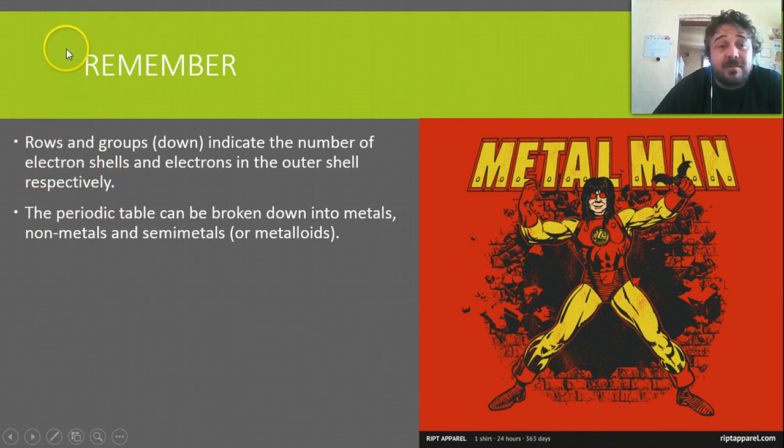Lithium, which is in group 1, period 2, or row 2, has 2 electron shells and 1 electron in that outer shell. And if we go over to fluorine, it is in row 2, so it's 2 electron shells, and it is in group 7, as in VII, which means it has 7 electrons in the outer shell. So 2 electron shells, 7 in the outer shell. And that's how we can use it to predict that.